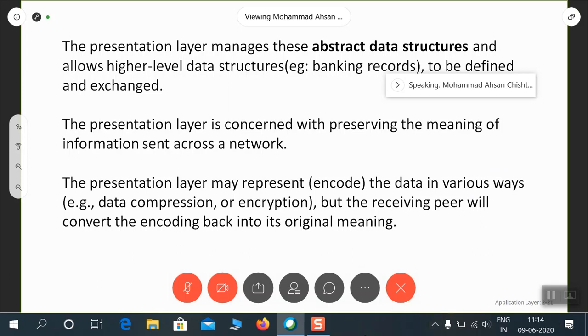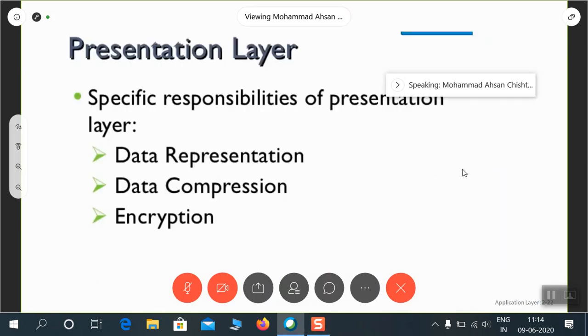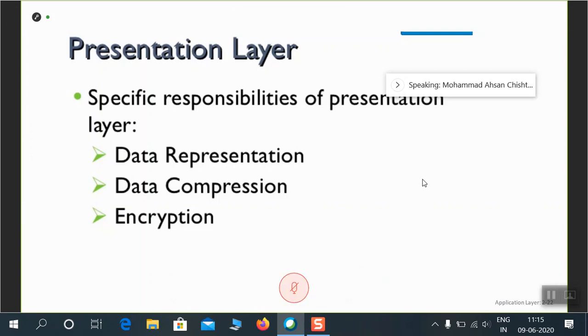That is where we said that it's concerned with preserving the meaning of information sent across the network. It does encoding and decoding. So this is the introduction to the presentation layer, so we are clear with what it does. It's simple, limited, specific, and used much less often, because at times the presentation of data would be the same, at times you might not need encoding and decoding, and at times you might not need some security features.